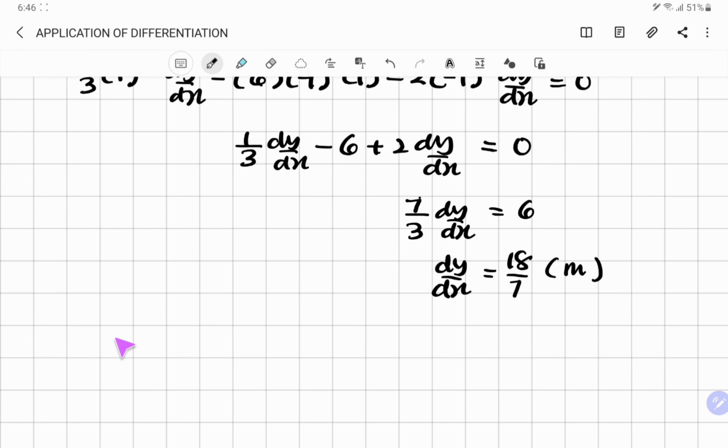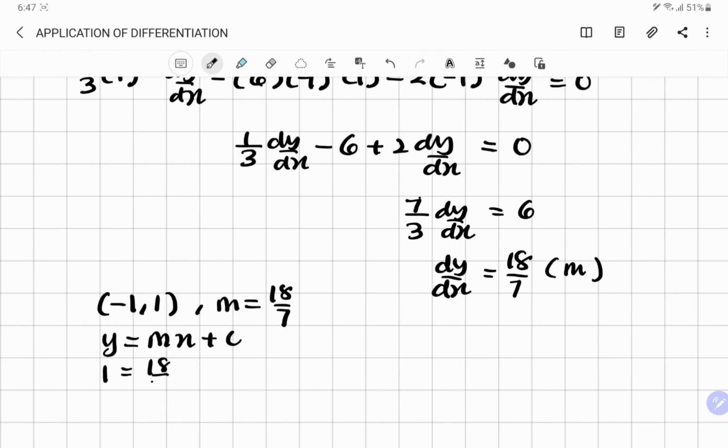To form the equation of a tangent, we can use y equals mx plus c. Since we already have the point negative 1, 1 and the gradient of 18 over 7, we can substitute the point and the gradient into y equals mx plus c to find the y-intercept. So y equals 1, m equals 18 over 7, x equals negative 1, plus c, and c equals 25 over 7.